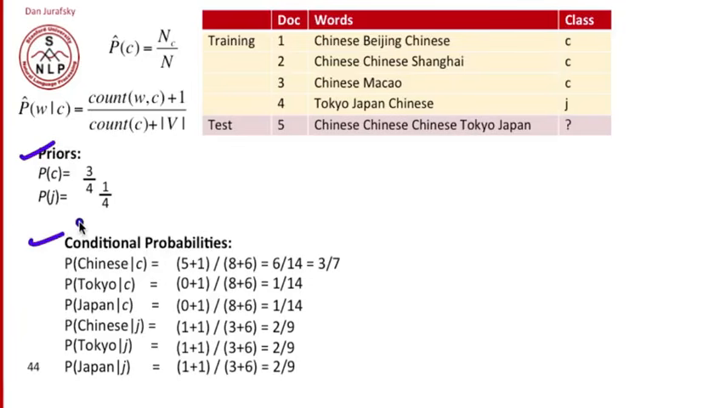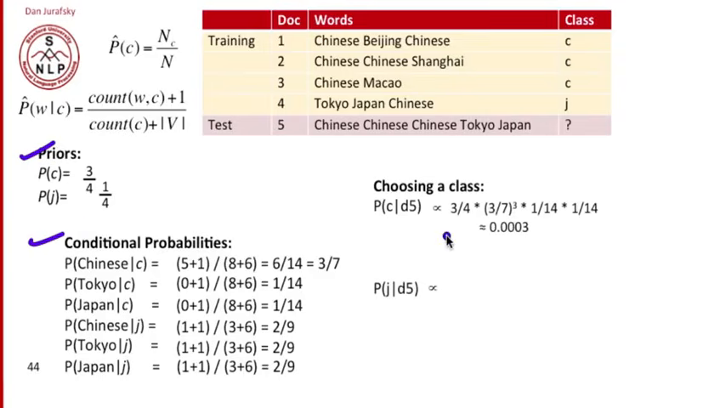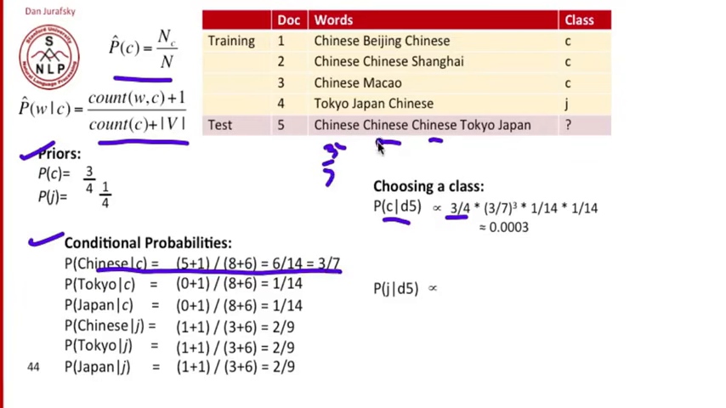We're ready to decide which class is more likely for our test document. So for our test document, we'll call that document 5. We need to compute our prior and our likelihoods. So our prior is 3/4. The prior of being Chinese for document 5 is 3/4. That's the prior for Chinese, times the word Chinese occurs 3 times, 1, 2, 3, and each one of those gets the probability of Chinese given class Chinese. So it's 3/7, 3/7, 3/7.